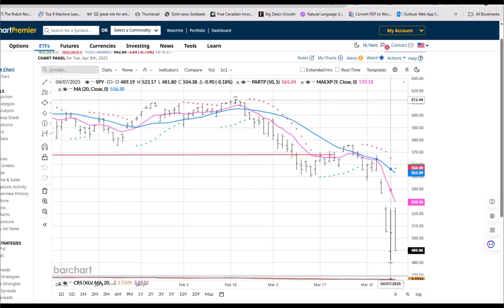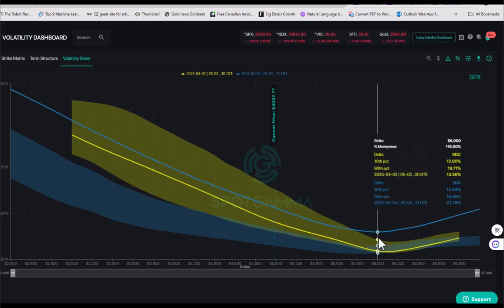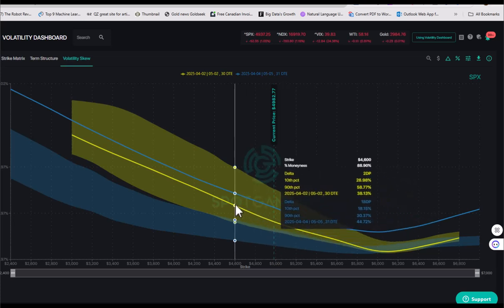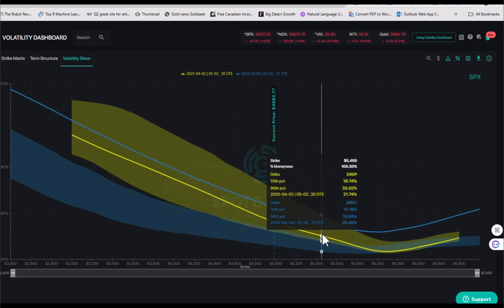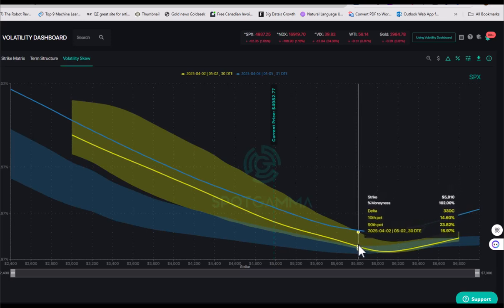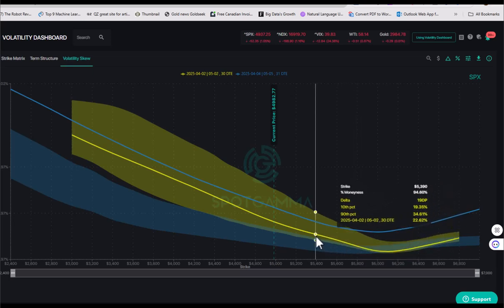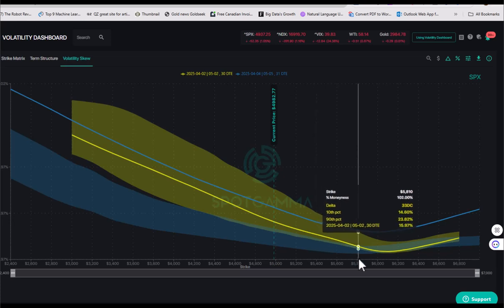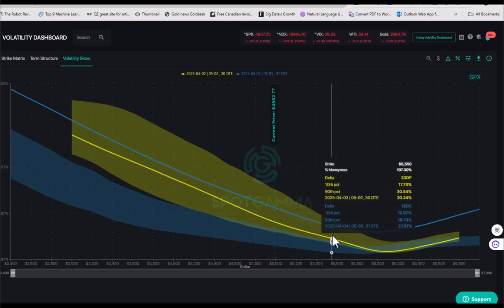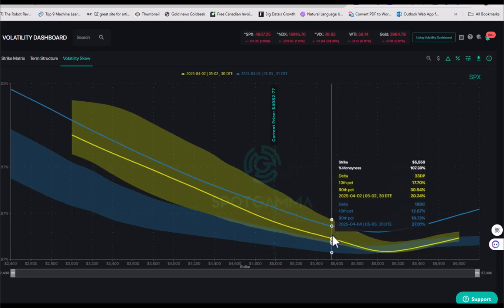Let's see what happened in the skew space. Well, this was April 2nd in the yellow, which was sort of more of a typical skew. And here is April 4th. So what happened? We didn't just ride down the curve, which would have meant we moved from a lower level of implied volatility to a higher level. That would have been good enough for the VIX, right? The VIX would have technically reflected higher levels because of that.